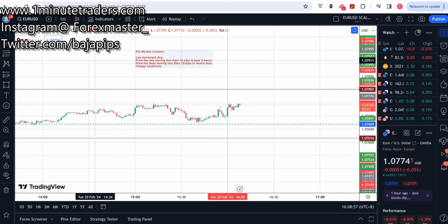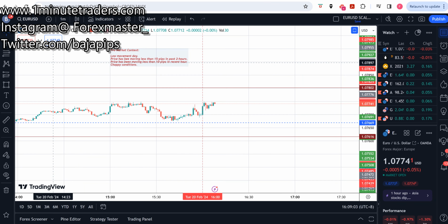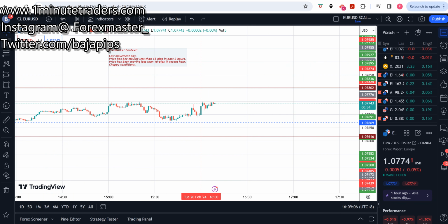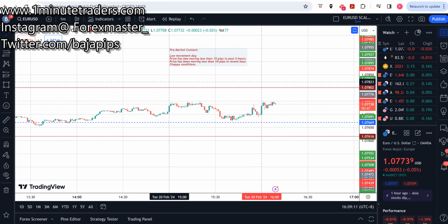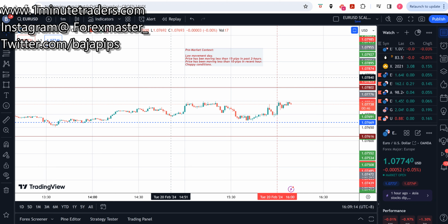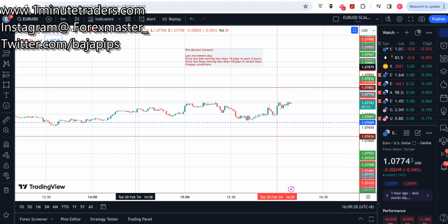So I'm going to trade for about an hour and a half. I'm going to mark this off on my chart for a moment. All right, so everything is all set up and orientated. I'm going to copy and paste this pre-market context to my futures chart so you can see the difference between the futures and the Euro dollar.